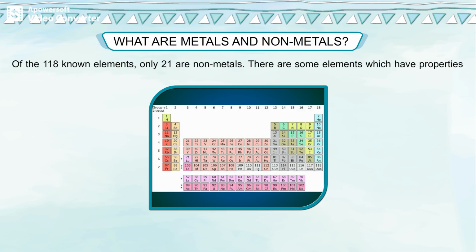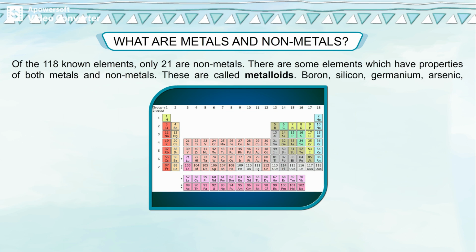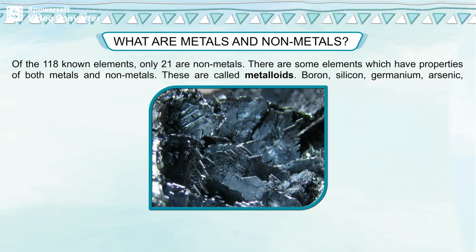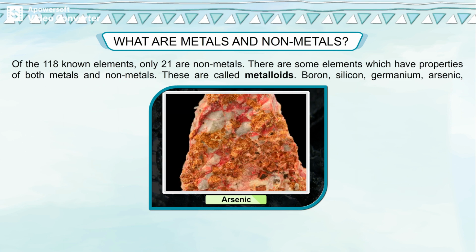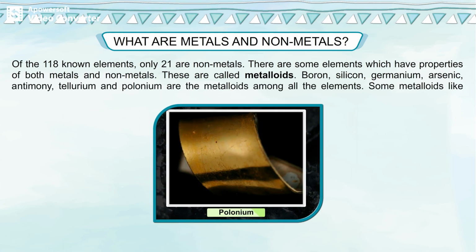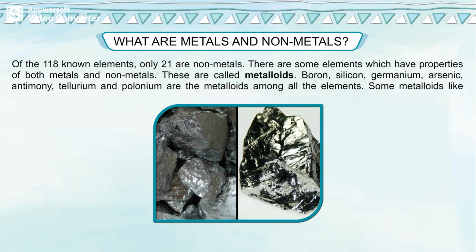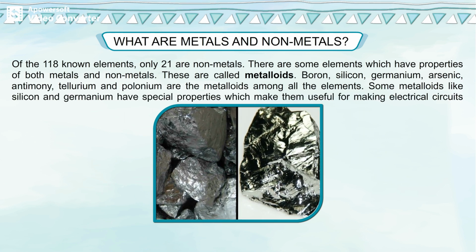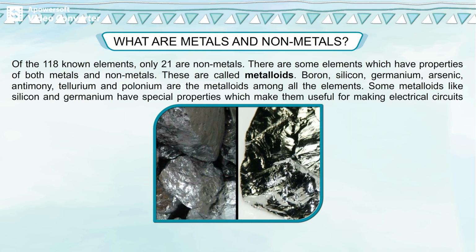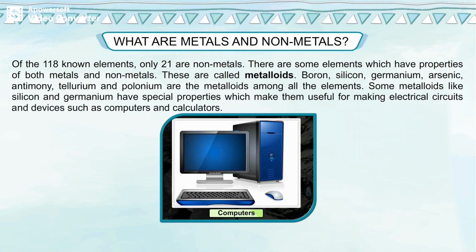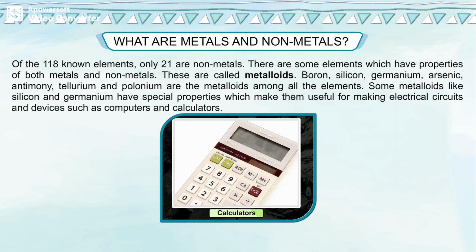Of the 118 known elements, only 21 are non-metals. There are some elements which have properties of both metals and non-metals. These are called metalloids. Boron, silicon, germanium, arsenic, antimony, tellurium and polonium are the metalloids among all the elements. Some metalloids like silicon and germanium have special properties which make them useful for making electrical circuits and devices such as computers and calculators.